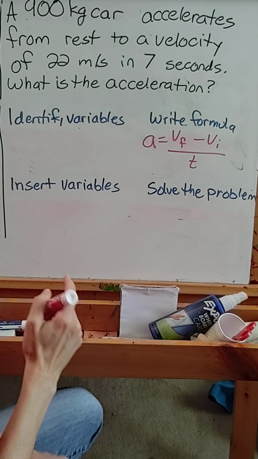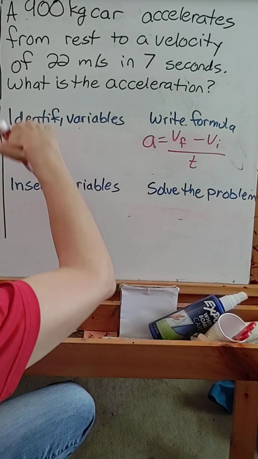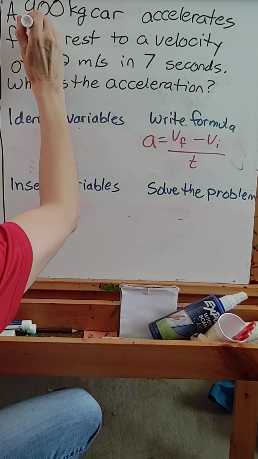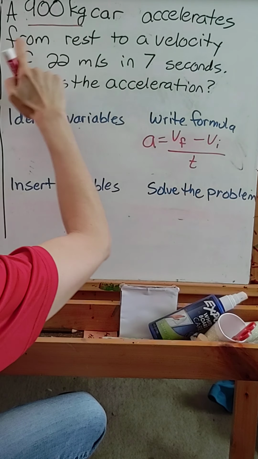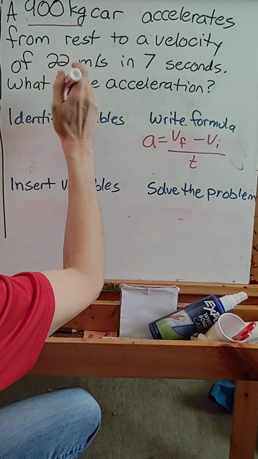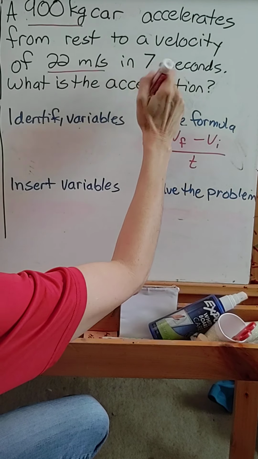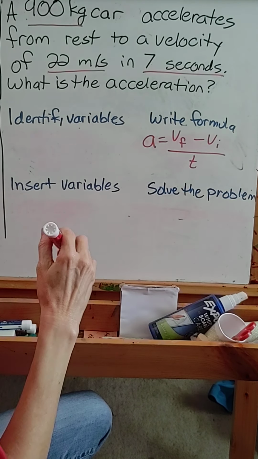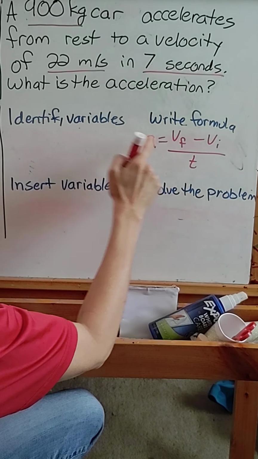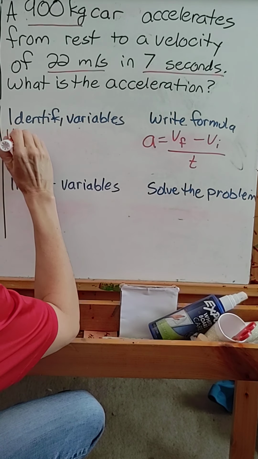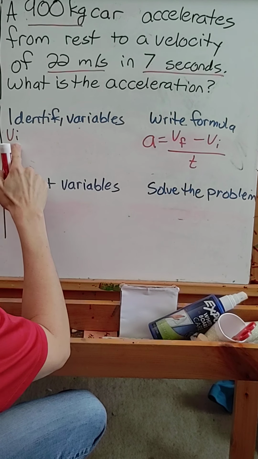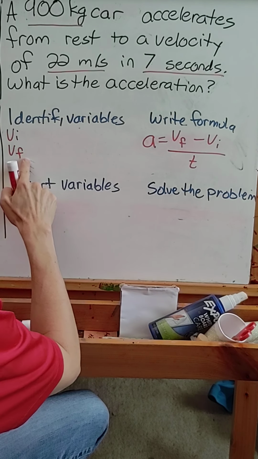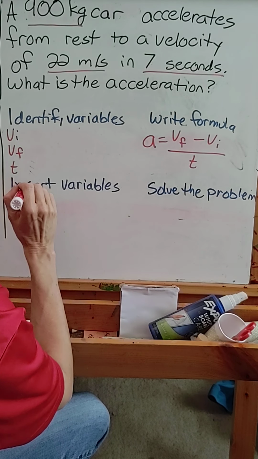So let's go back and take a look at our problem again. We're looking for our variables, so we're going to underline anything with a number. A 900 kilogram car accelerates from rest to a velocity of 22 meters per second in 7 seconds. Okay, great. We've underlined everything. Let's identify our variables. We know from the formula we need to find initial velocity, the velocity at the beginning. We need to find final velocity, the velocity at the end. And we need to find time.